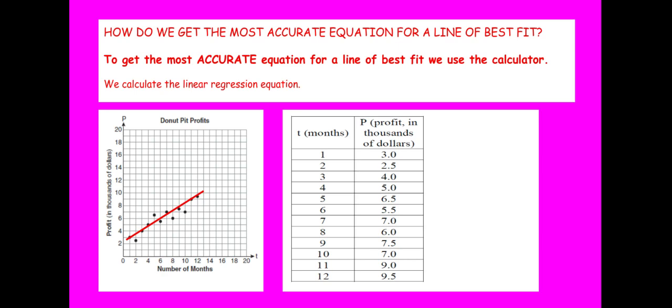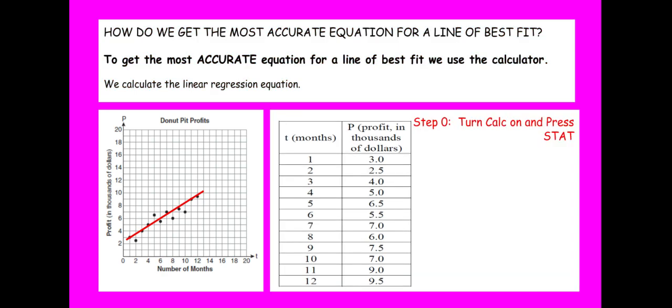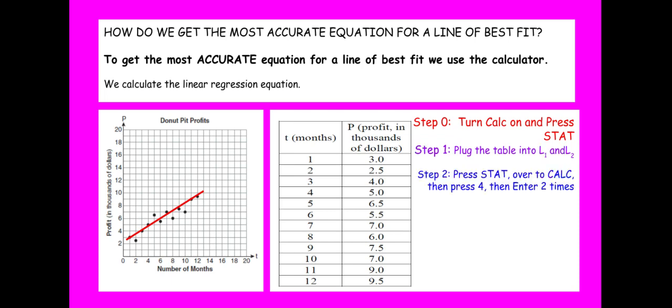So now what I'm going to ask you to do is turn to page 3, which is where we're at. We're going to look at the data, and we're going to calculate the linear regression equation for the donut shop profits. So make sure your calculator's on, and you're going to press Stat and then Edit. You're going to still plug your data into list 1 and list 2. Pause the video so you can do that. Now that you have your data into list 1 and 2, you're going to press Stat, Calc, and then you're going to press 4 and enter 2 times.